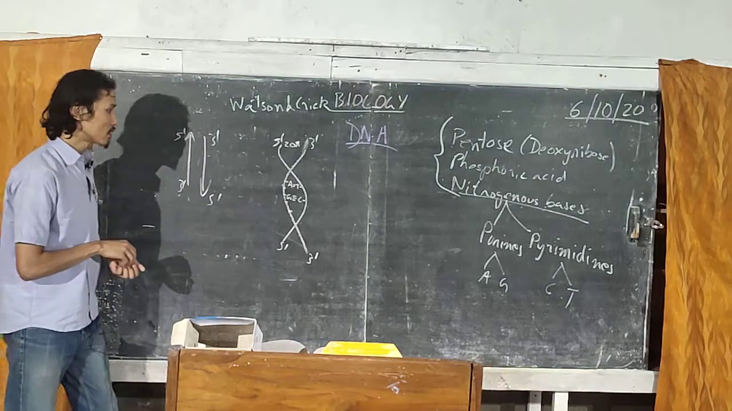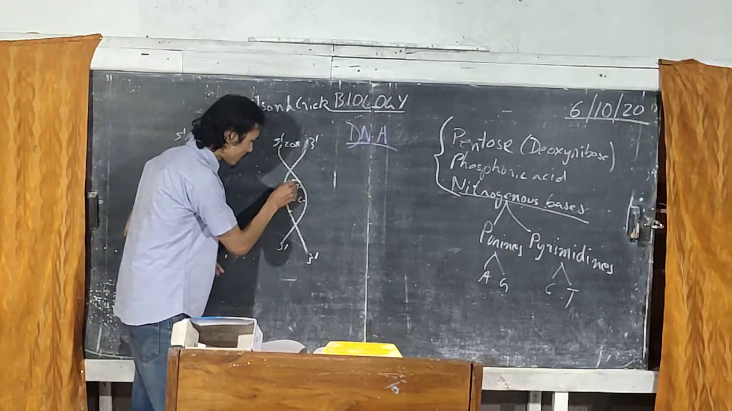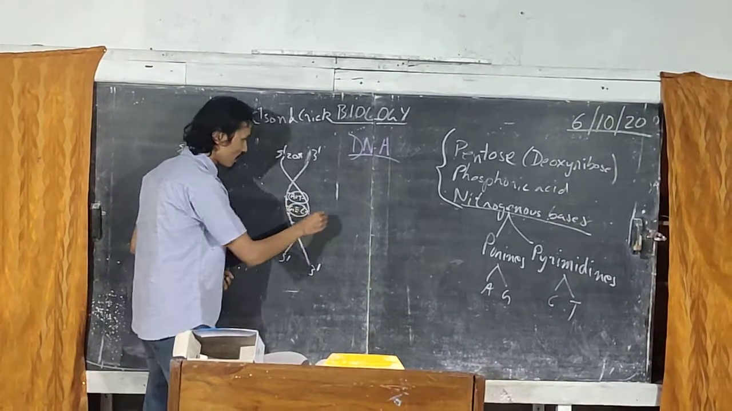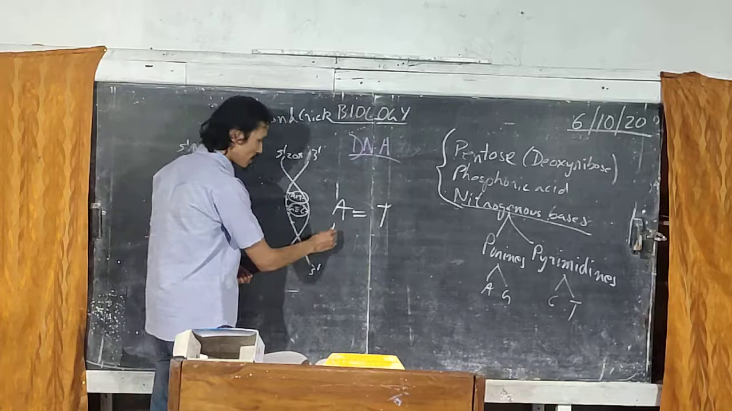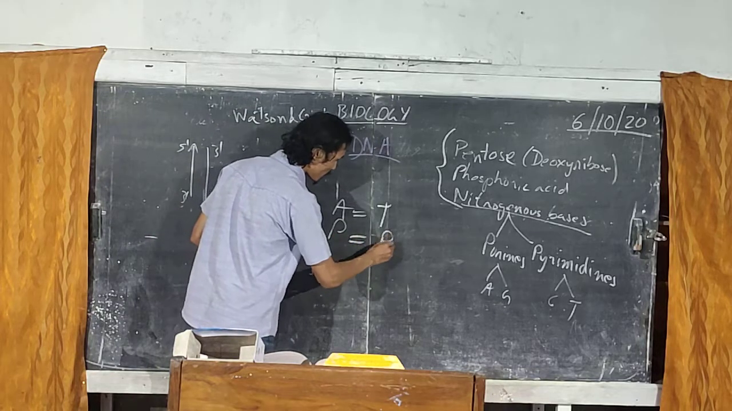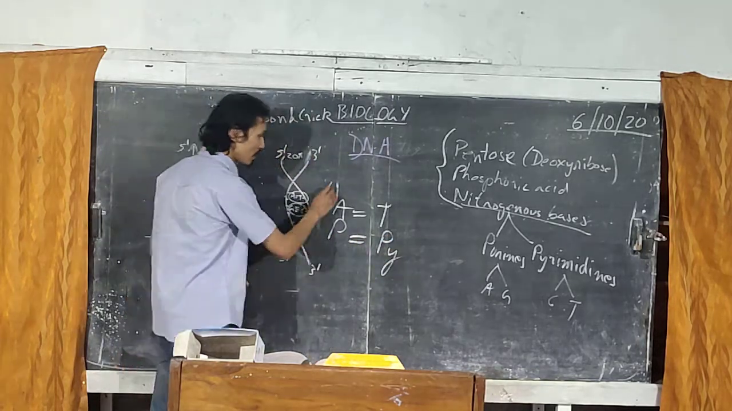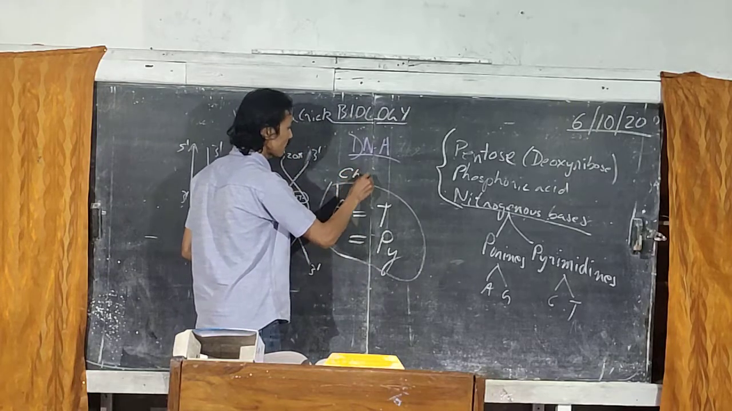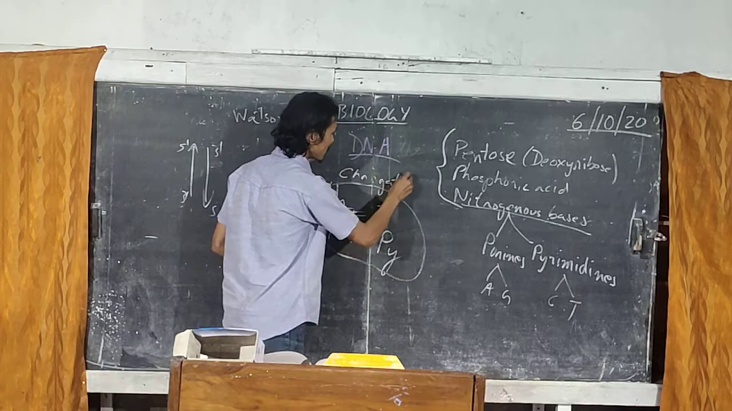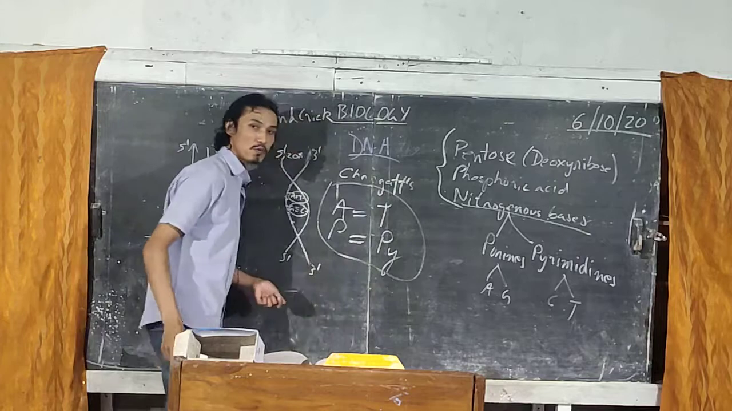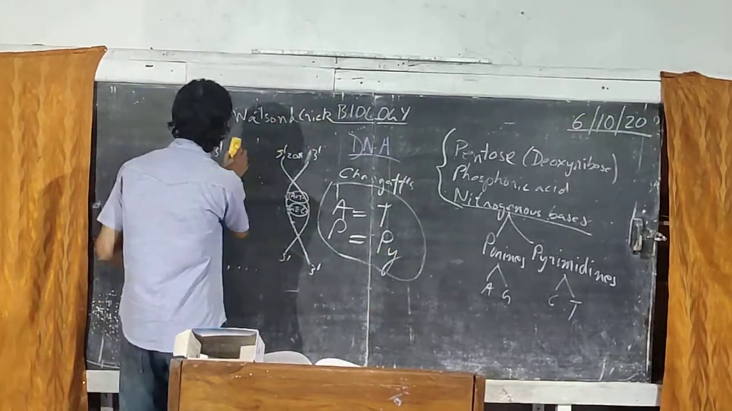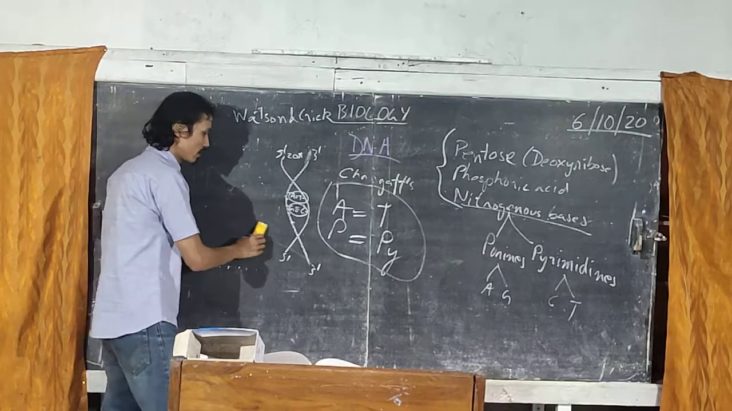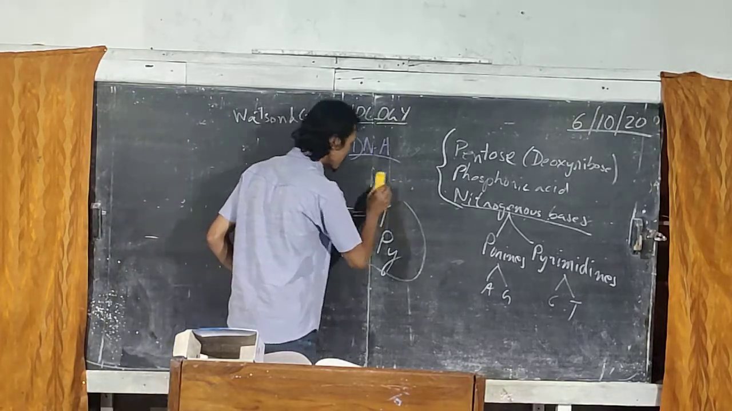a helical structure. Now the nitrogenous bases, that means adenine is always equal to thymine. By this, it means purines are also equal to pyrimidines. This is also known as Chargaff's rule, in which he states that the number of purines is equal to the number of pyrimidines in a DNA molecule.